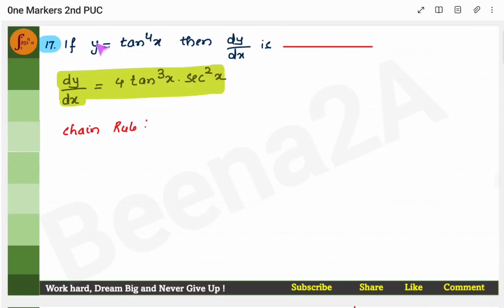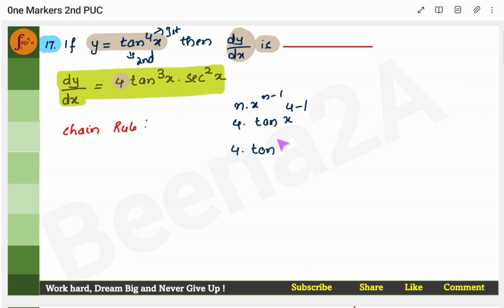Next problem. If y is equal to tan to the power 4 x, then dy by dx is, here again, this 4 is the power to tan. So power becomes the first function and tan becomes the second function. So I have to first find the derivative of power. It will be 4 tan cube x, because this is going to be n into x to the power n minus 1. Instead of n, I have 4. Instead of x, I have tan x, and n minus 1, that is 4 minus 1. So it is 4 into tan to the power 3 x. Put the power to tan, not to x, okay?